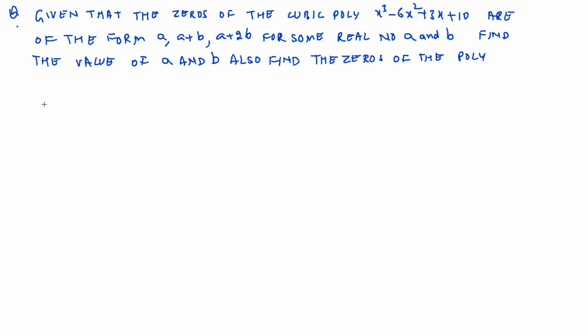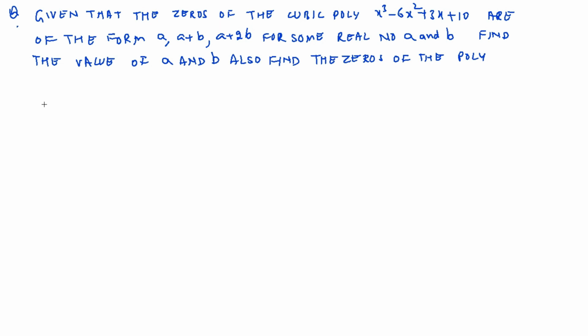My next question is: given that the zeros of the cubic polynomial x cube minus 6x square plus 3x plus 10 are of the form a, a plus b, a plus 2b for some real numbers a and b, find the values of a and b. Also find the zeros of the polynomial.